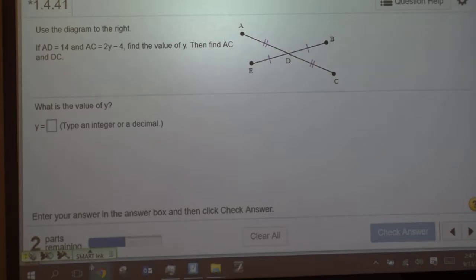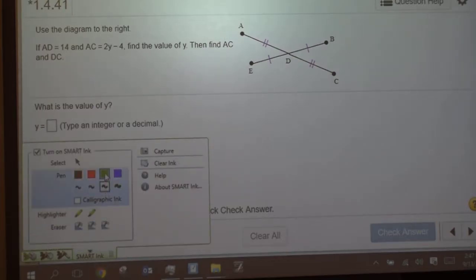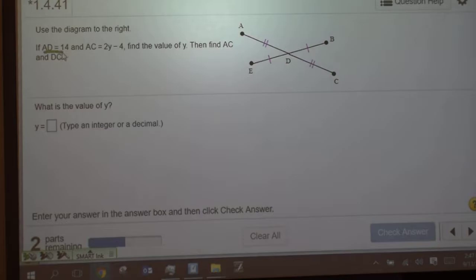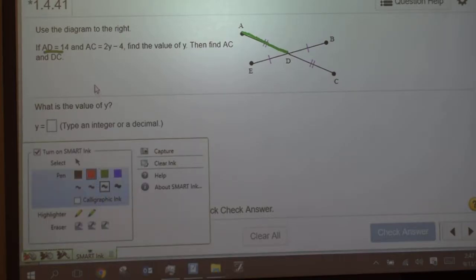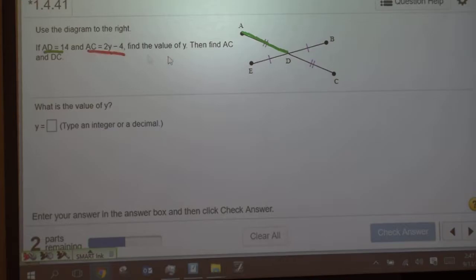But we want to look at the information they give us. They give us AD is 14. So I'm going to just highlight AD. So it's that green segment. And then I'm going to highlight AC, which we're going to do in red. So AC is that segment. So we come down here and we get AC. The reason I do that is just to help me visualize a comparison between these 2 things.